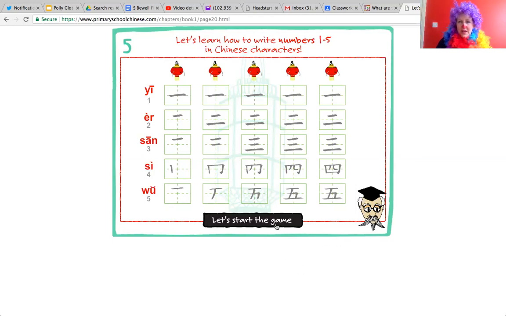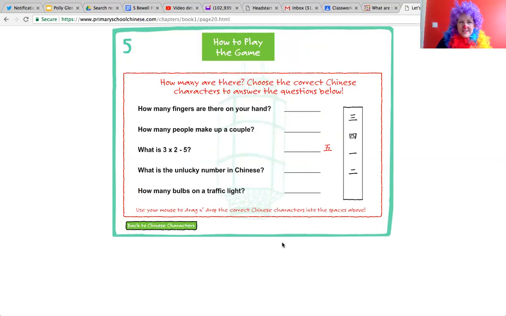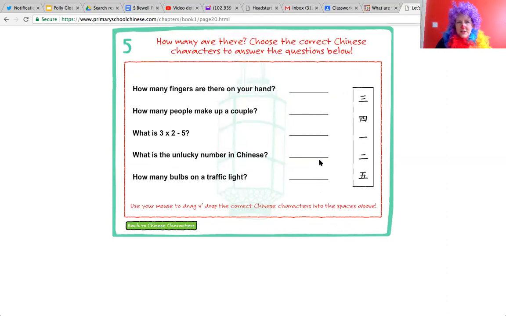Right, shall we have a go at the game? I'm not sure how good I'm going to be at this. How many fingers are there on your hand? Well, for most people, 5, so that would be the last symbol. How many people make up a couple? So a couple means 2, so I think the correct answer is 2. So how many fingers are there on your hand? Let's go for this one. I think that was number 5. How many people make up a couple?